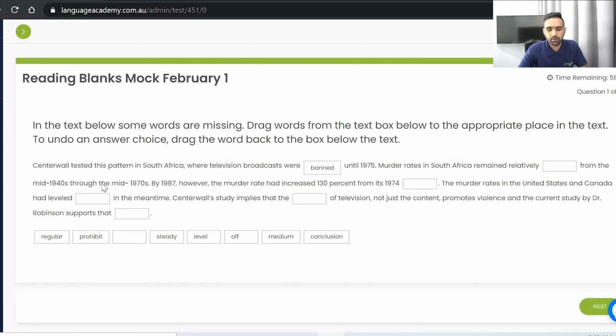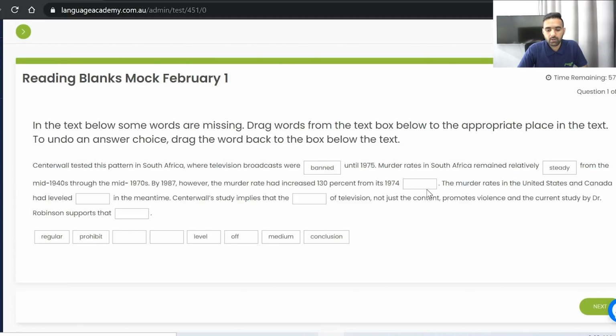Let's have a look at the options. Which word do we have which is related to the numbers? Regular, prohibit, steady, level, off, medium, conclusion. We have steady, means it was stagnant, means it wasn't going up too fast. So murder rates were steady in these years. However, in 1987 it increased a lot. By 1987, however, the murder rate had increased 130% from its 1974 dash.